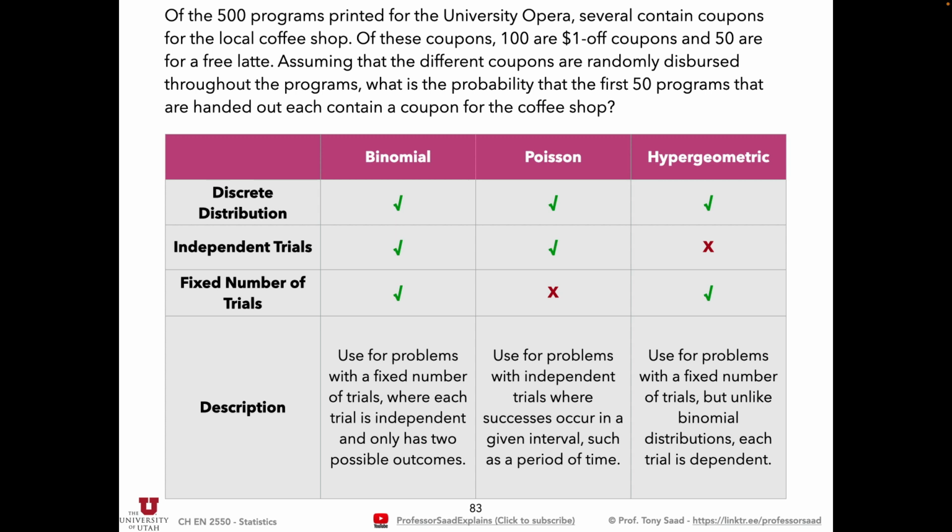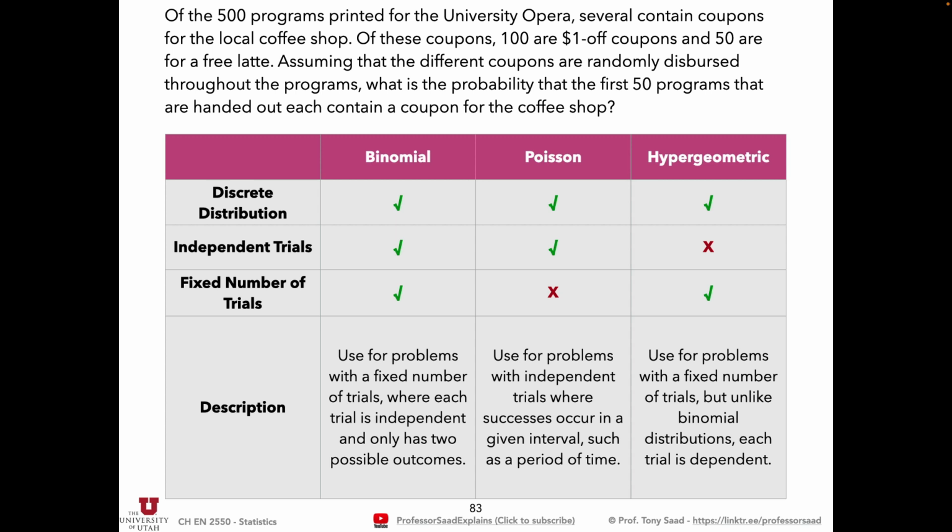Of the 500 programs printed for the university opera, okay, we don't have a university opera, so this is not an example from the U. Several contain coupons for the local coffee shop. Of these coupons, 100 are $1 off coupons. Wow, that's amazing. $1 off a $10 coffee cup. That's really gonna make a difference. And 50 are for a free latte. Now I could go for a free latte.